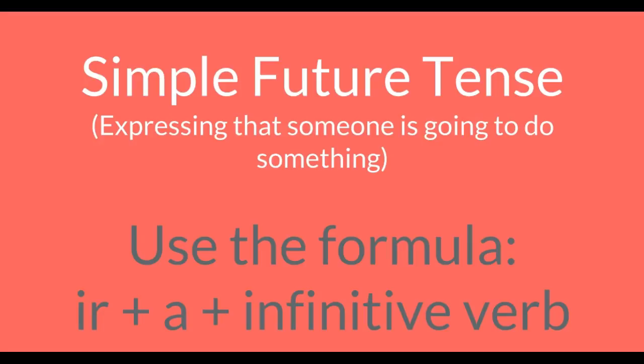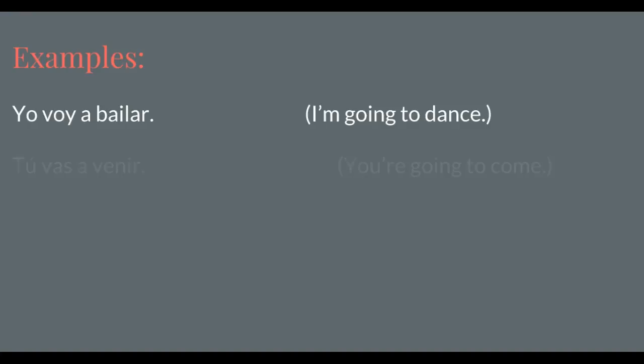Let's look at a couple of examples. Yo voy a bailar would mean I'm going to dance. You'll notice that I have ir conjugated in the yo form, so that's why it's yo voy. Then I have the word a, and then I have the infinitive verb to dance, bailar. Here's another example. Tú vas a venir. You're going to come.